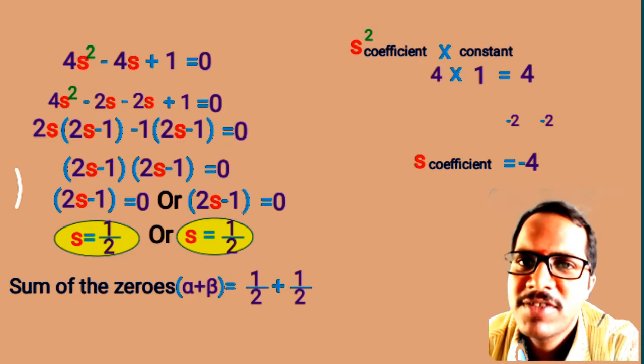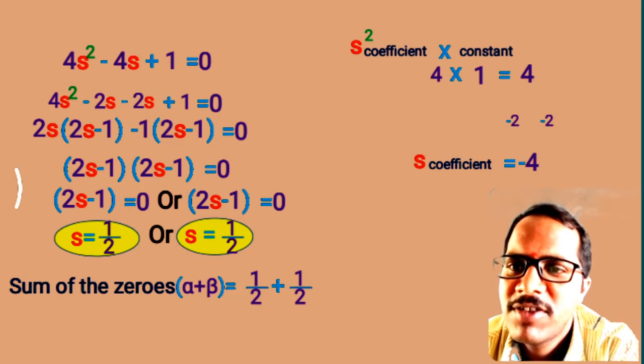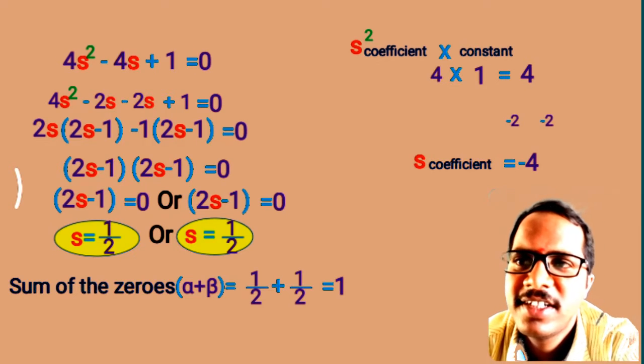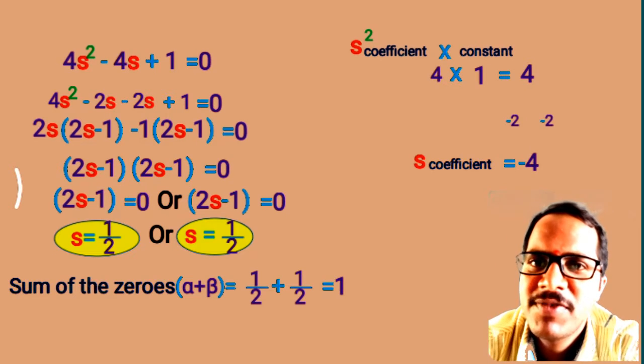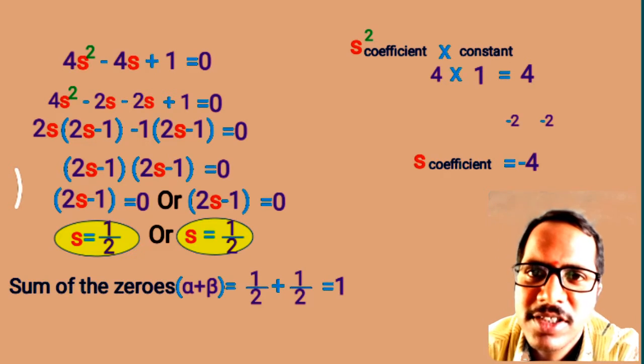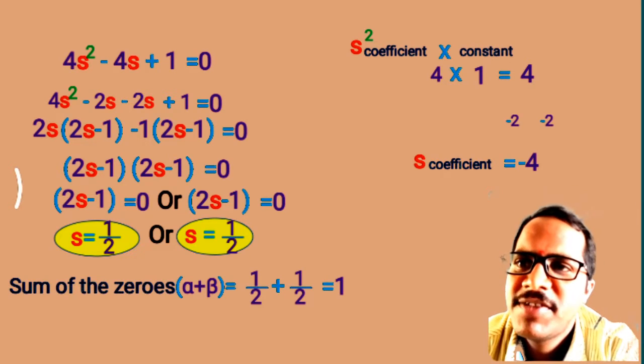So now 1 by 2 plus 1 by 2 means half plus half equals 1. So we get the sum of the zeros as 1. Now this sum should be compared with the coefficients of the given quadratic polynomial, and we know that the sum of the zeros is related to minus x coefficient by x square coefficient.